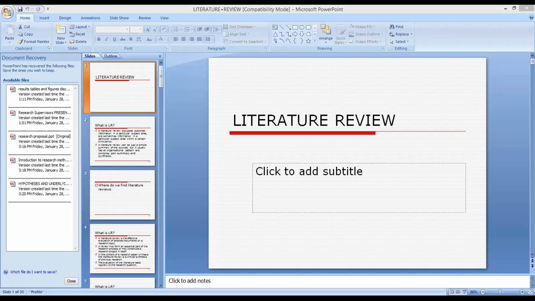Okay, in the context of a research paper or thesis, the literature review is a critical synthesis of previous research, and you have a section where you have that. In your report, it's in the form of a chapter. In your proposal, it's a section.